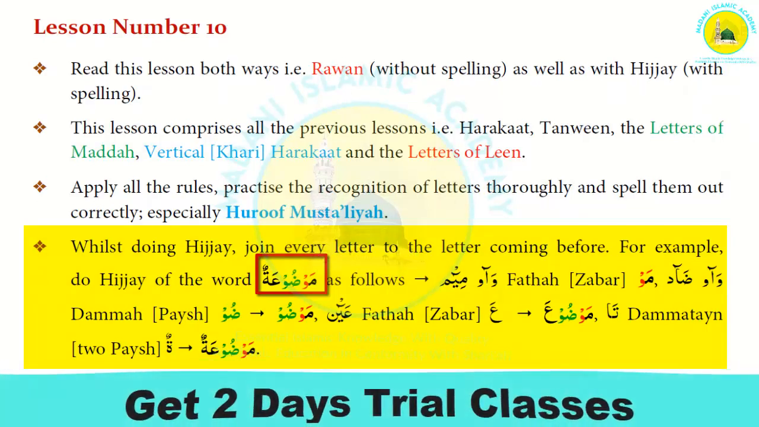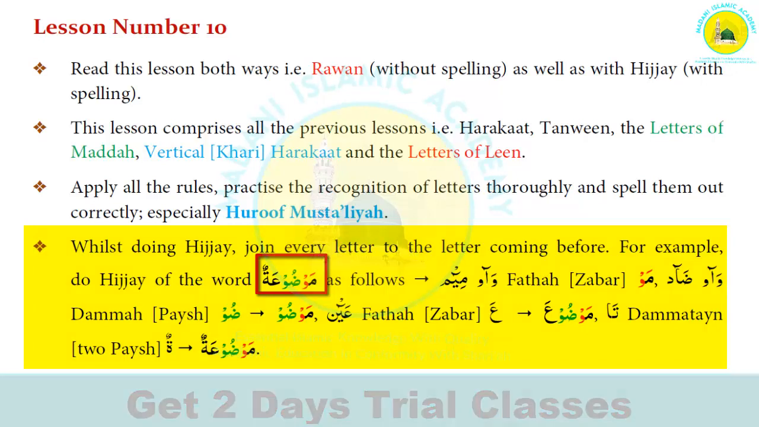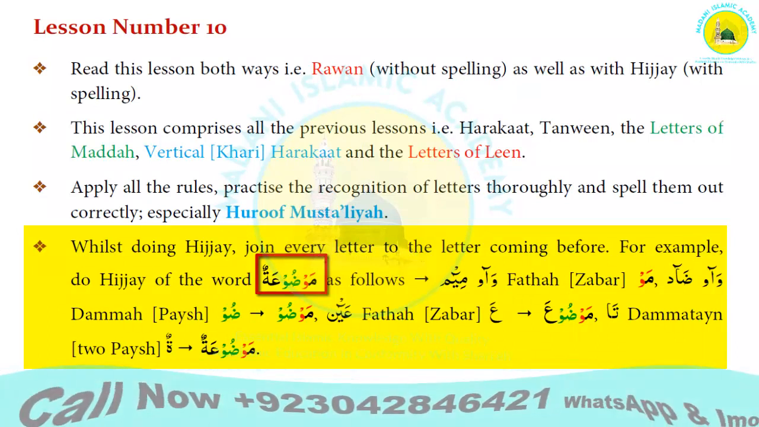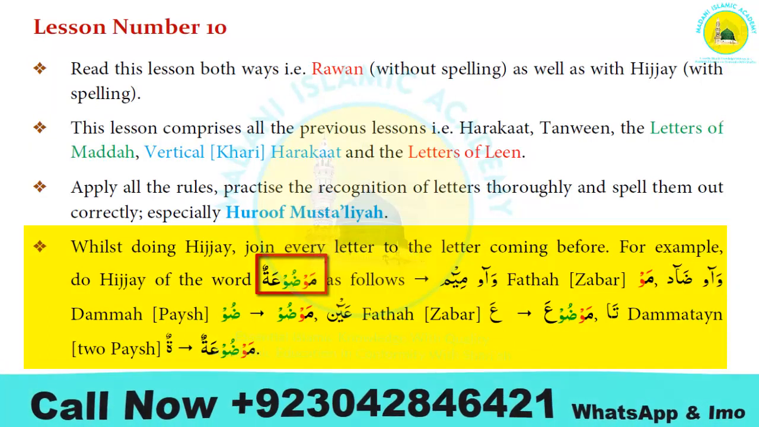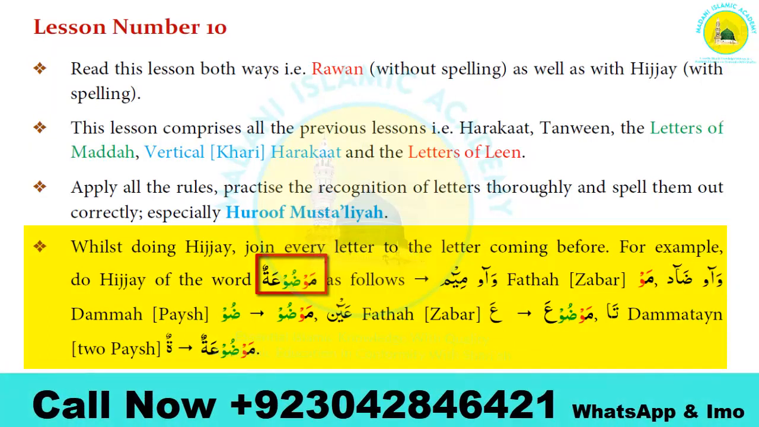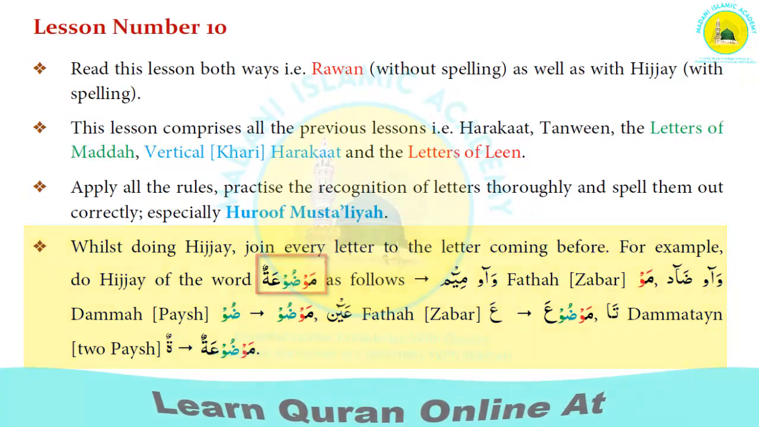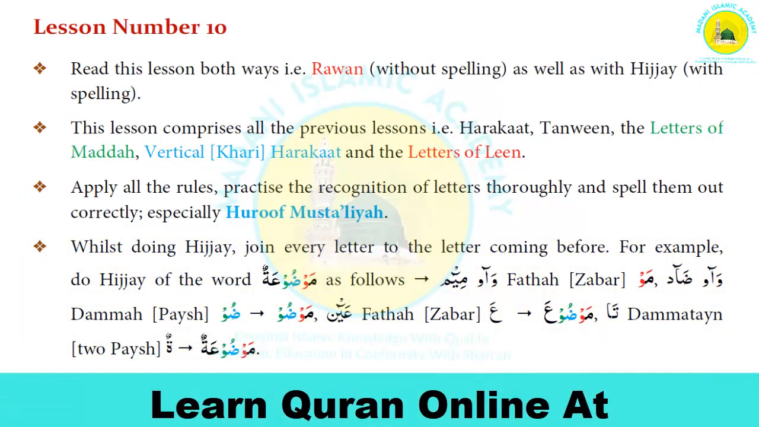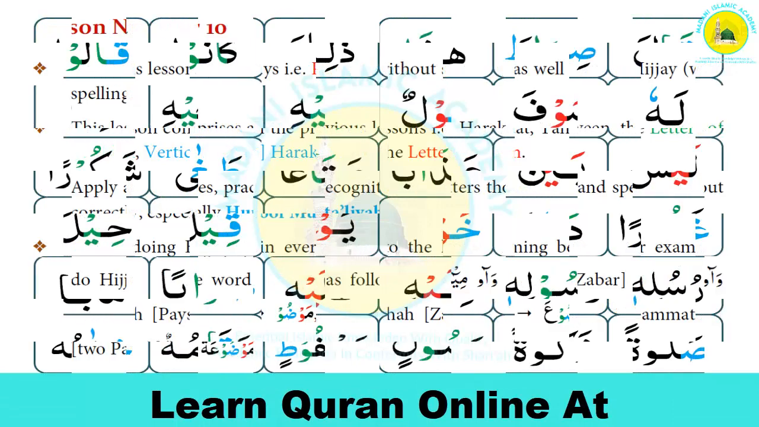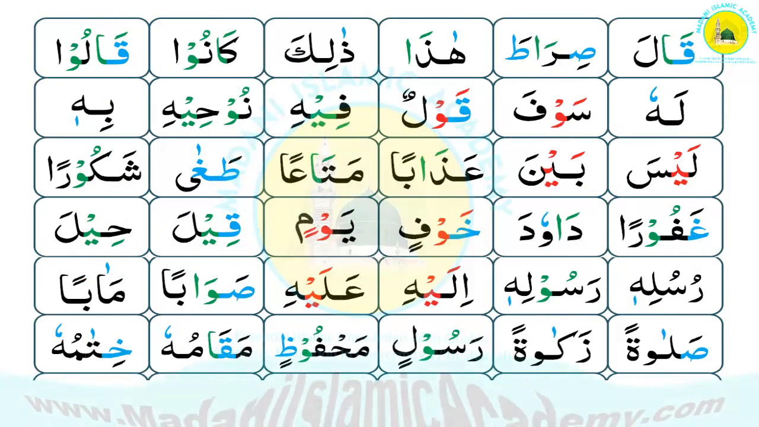Now if you notice, I wasn't reading the letters fast, I was just reading them slowly. So that's what we need to make sure that we do: we don't read the letters fast, we read them slowly so that we can understand what letters. Make sure that when you read the letters, you read them with the proper pronunciation. So let's start lesson number 10 inshallah azza wa jal. So repeat after me inshallah azza wa jal.